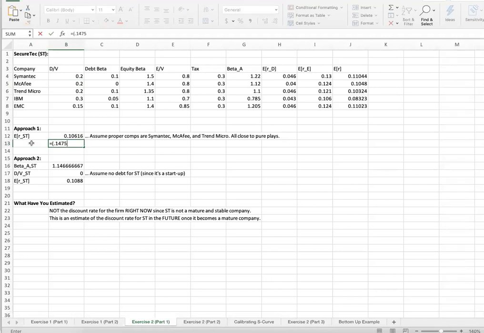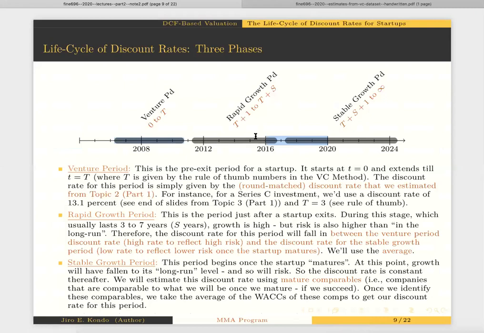14.75% and 10.616%. So our rapid growth phase discount rate would be about 12.7%. Right? And that phase, I'm assuming, lasts for 5 periods. So from time 0 to time 5, we'd have a 14.75% discount rate. From time 5 until time 10, we would have, I think it was, a 12.7% discount rate.